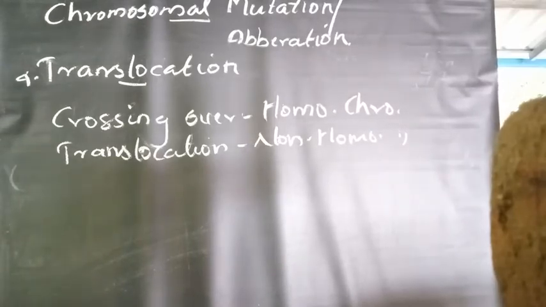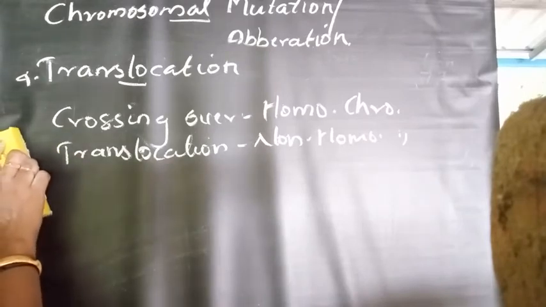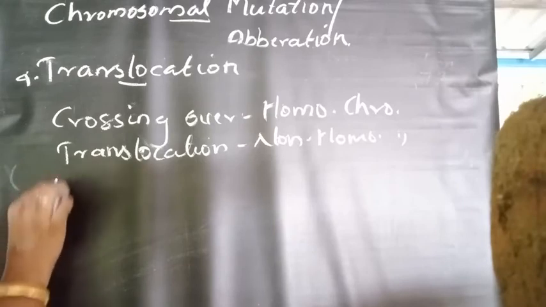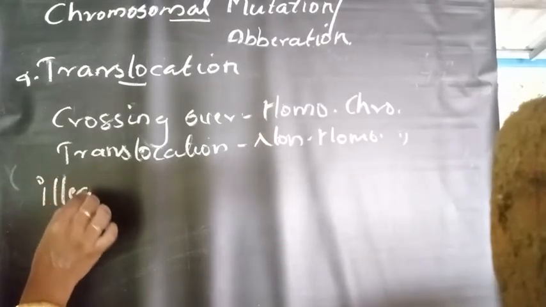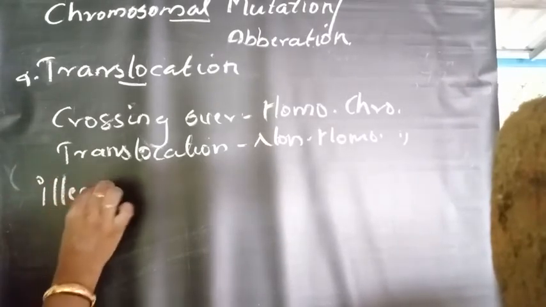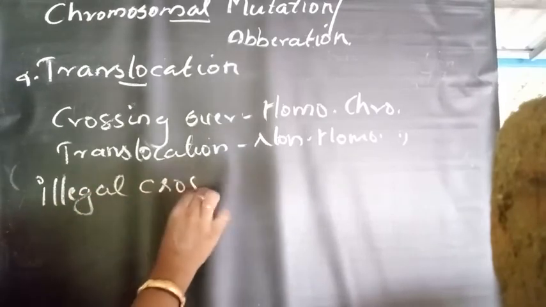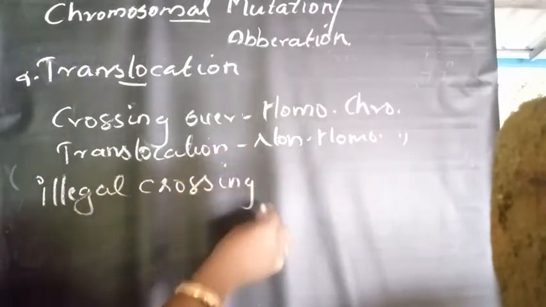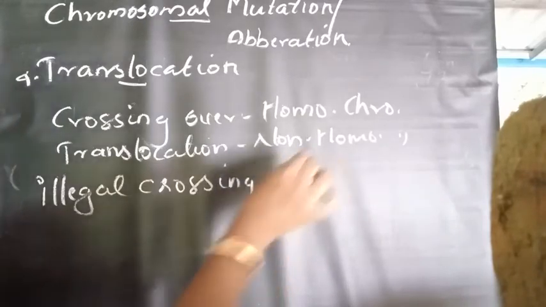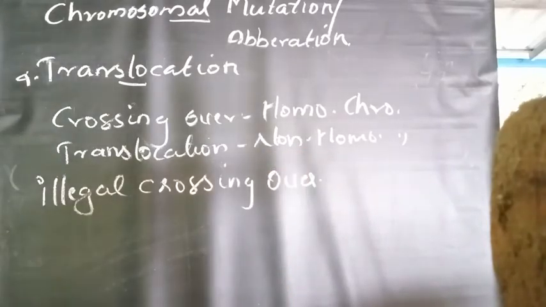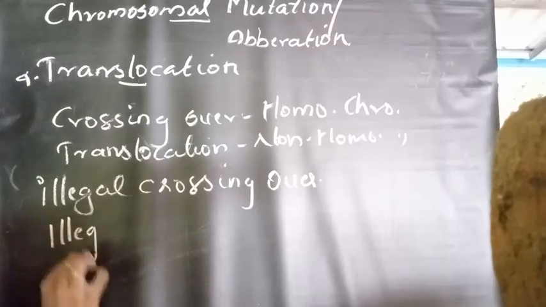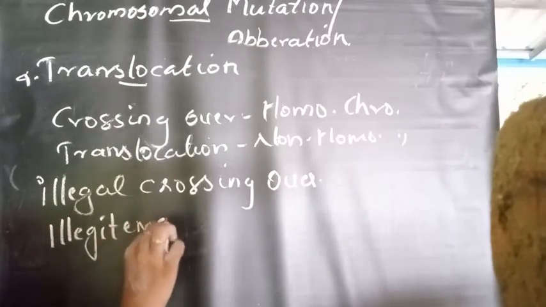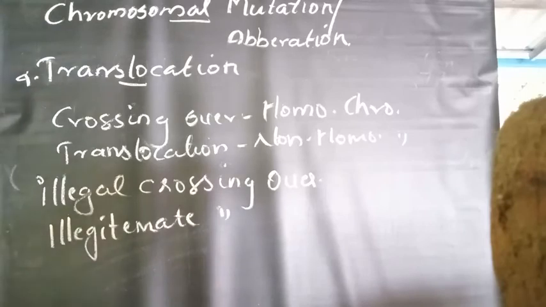Clear? This is also known as illegitimate crossing over or illegal crossing over. Why is it called illegal crossing over? Because it occurs between non-homologous chromosomes. Illegal crossing over, also called illegitimate crossing over. Okay, so that's the difference between crossing over and translocation.